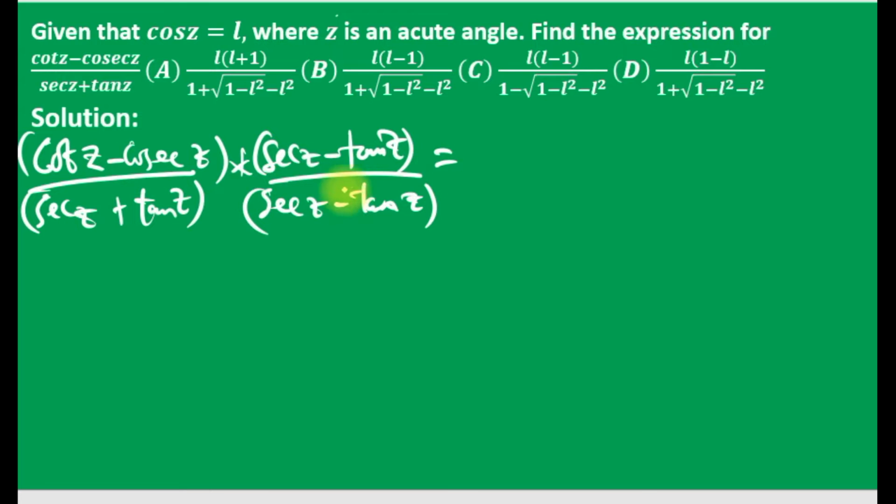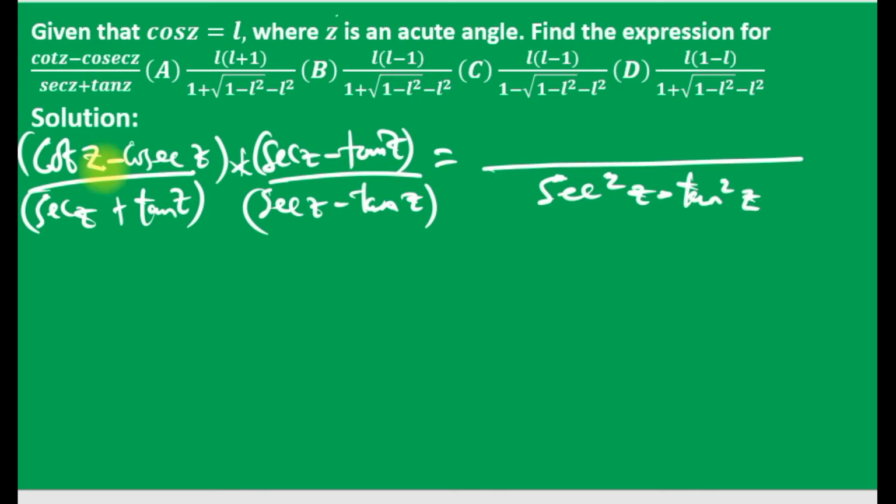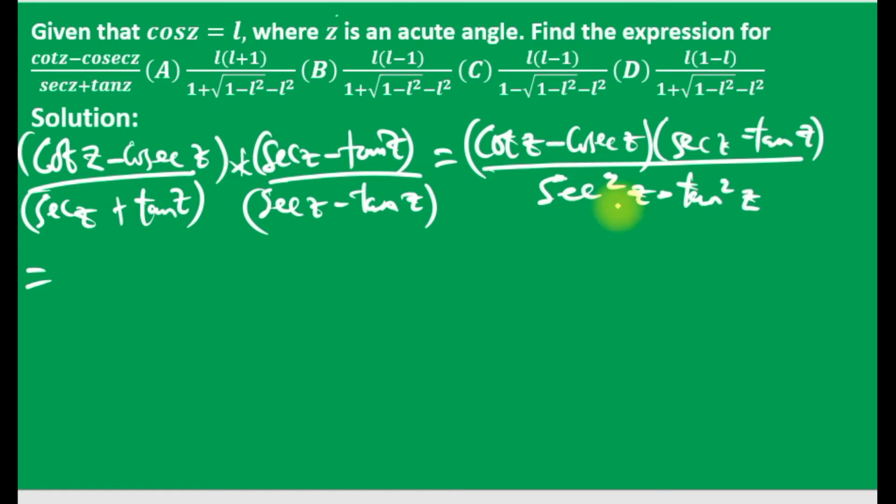So this is the difference of two squares for the denominator. This is sec squared minus tan squared. So we open up this numerator: this is cos z minus cosec z times sec z minus tan z. We know the denominator is 1 from our Pythagorean identity. This is 1. So we have this.